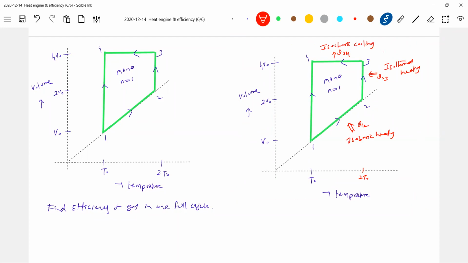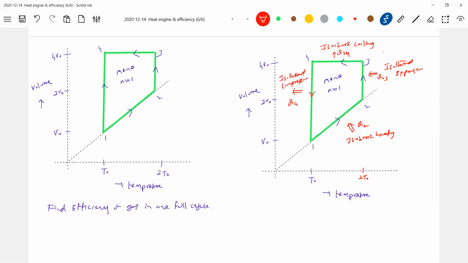Now, what about 4, 1? Isothermal compression. So heat will be rejected. Isothermal expansion, isothermal compression. Now, will the area under the VT graph give work done? The answer is no. Only in the PV graph, the area under the curve will be the net work done.